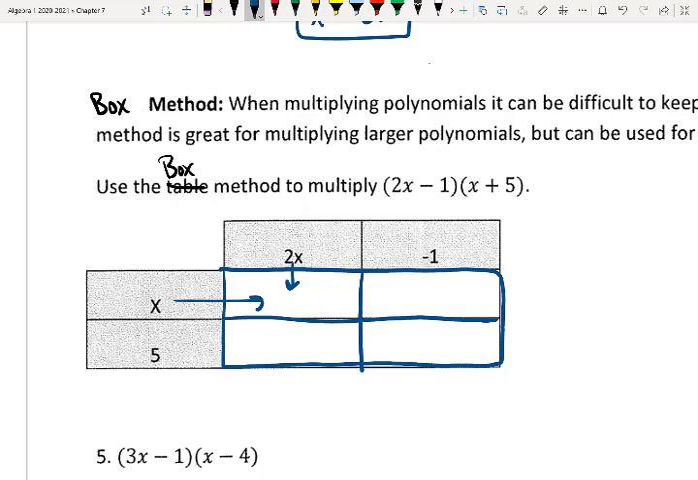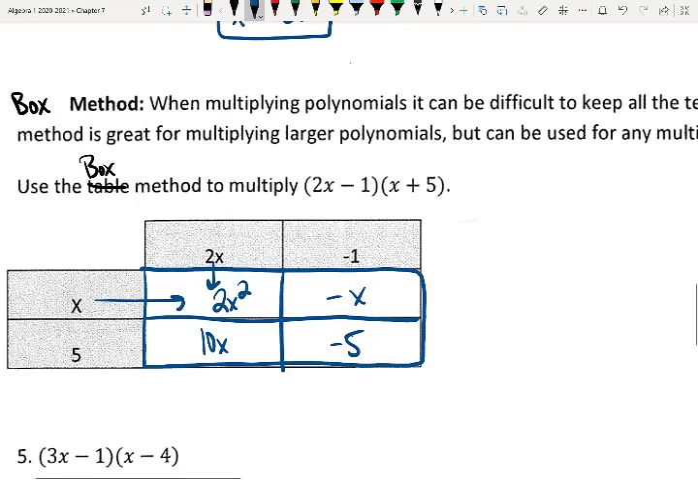And when I multiply those together, I get 2x squared. So that's what goes in this box. In my top right corner, negative 1 times x gets multiplied together, so negative 1x, or just negative x. My bottom left corner, 2x times 5, gives me 10x. And then my bottom right corner, 5 times negative 1, gives me negative 5.